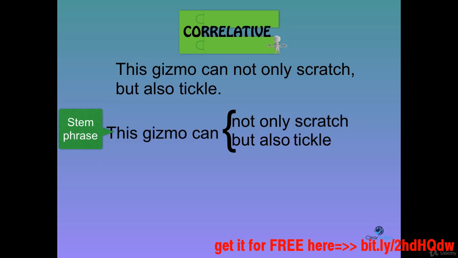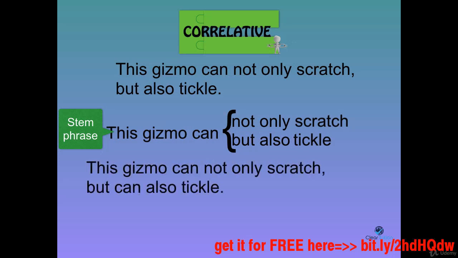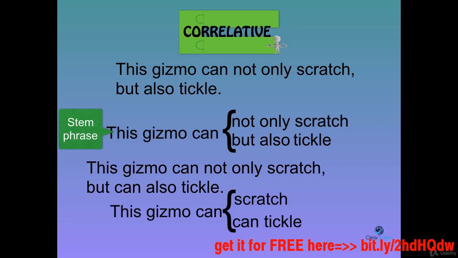Now, let's analyse a slightly different sentence. This gizmo can not only scratch but can also tickle. Can you see anything wrong with this? Pause the video here if you like and try to decide why the sentence may be grammatically incorrect. Well, if we subject it to analysis, as we did for the other sentence, it immediately becomes apparent that you don't need to repeat the auxiliary verb can in front of the main verb tickle, because it's redundant. If you did include it, what you'd be saying is, this gizmo can tickle.